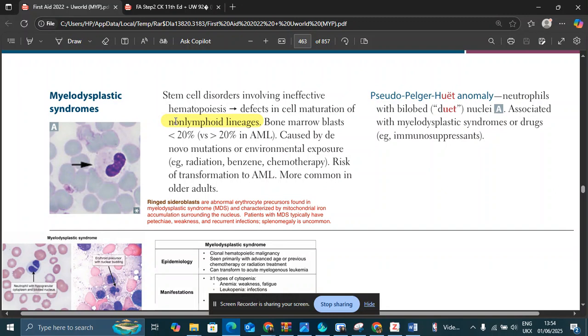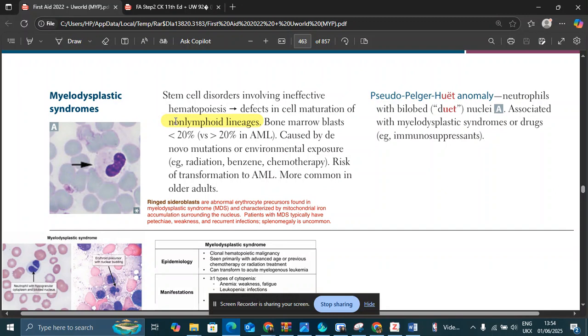Okay, this disorder, myelodysplastic syndrome, usually affects elderly patients. Usually it is seen in older patients, not in the young patients. Now what are the causes? What are the risk factors of myelodysplastic syndrome? Usually it is seen in the older patients. It could be due to de novo mutations. We don't know any risk factor, or some of the times it is due to exposure to chemotherapy or radiation therapy.